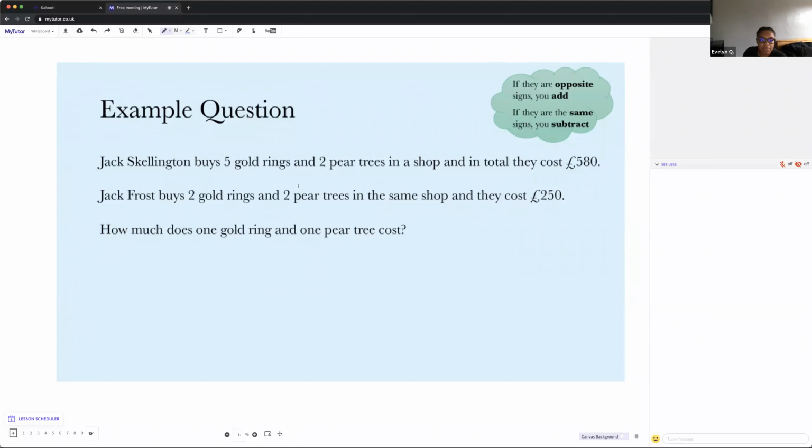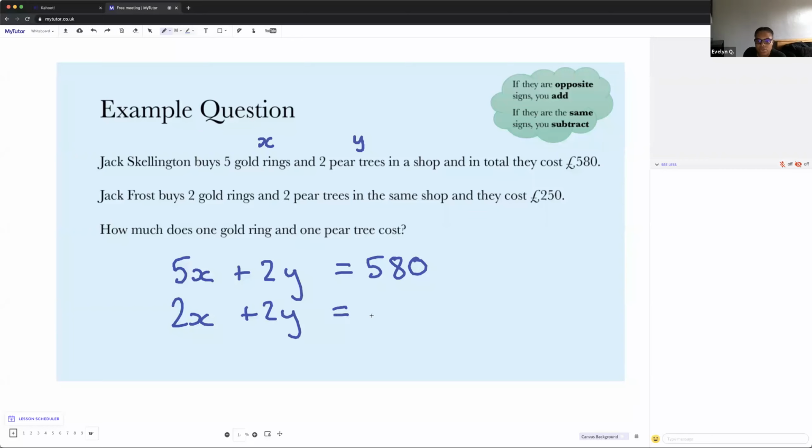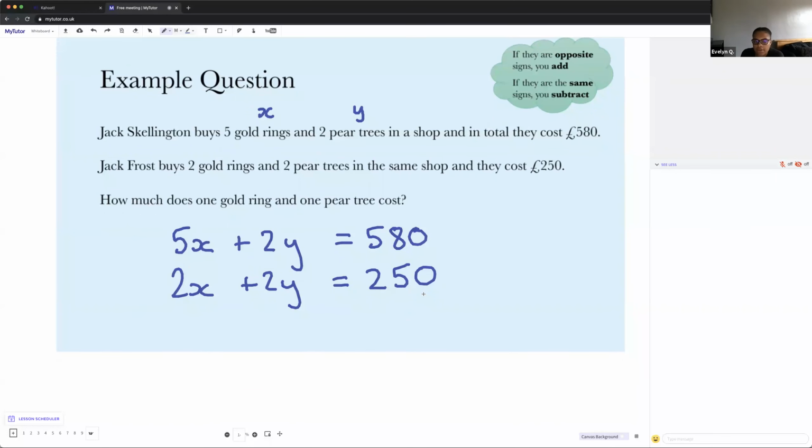So Jack Skellington buys 5 gold rings. I'm going to say gold rings are x and pear trees are y, just to make it easier to see how to solve it. So Jack Skellington buys 5 gold rings and 2 pear trees in the shop and it totals £580. Jack Frost buys 2 gold rings and 2 pear trees in the same shop and they cost £250. So we've got our simultaneous equations here. I formed the 2 equations using the problem. Now I'm going to solve it.